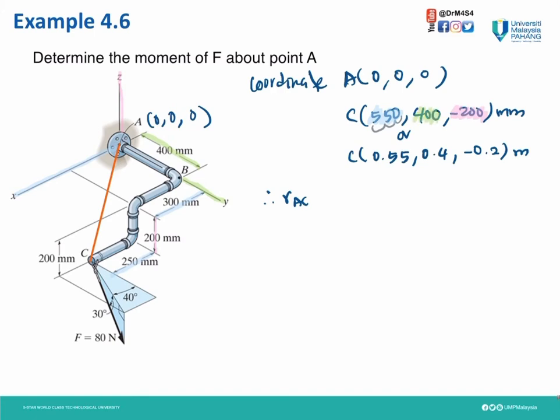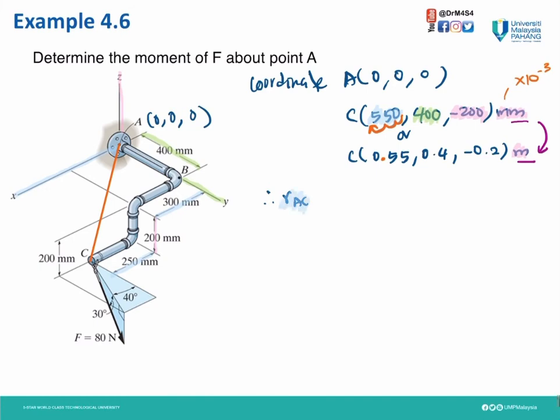For this one, the unit is in millimeter. Bear in mind, you have to justify what unit you're going to use. Either you're going to use millimeter or meter. If you're going to use meter, do convert your unit from mm to meter. Milli is 10 to the power of negative 3. So move 3 times: 1, 2, 3. So we get 0.55.